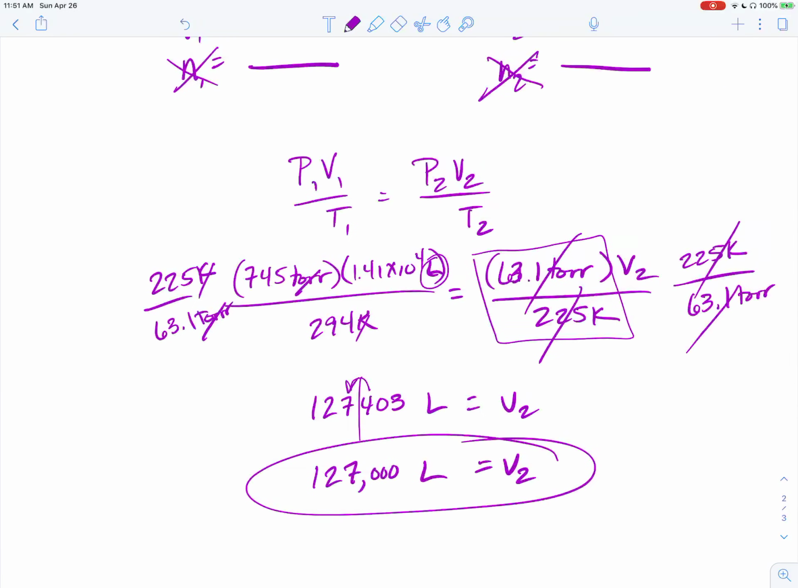What we've learned in this video is the combined gas law and how we can use it in a problem. In this particular case, we didn't need the use of moles, so we just took that out and used pressure, volume, and temperature.